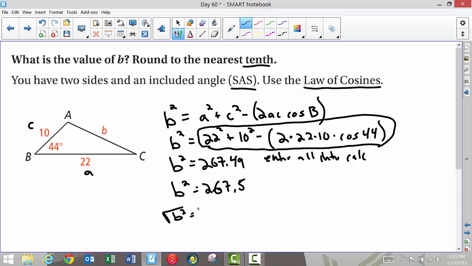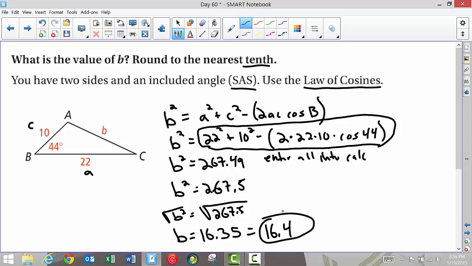So I take the square root of b squared and I take the square root of 267.5. So the square root of b squared is b, and the square root of 267.5 to the nearest tenth. So I go to my calculator, 267.5, and I get 16.35, but I want the nearest tenth, 16.4.